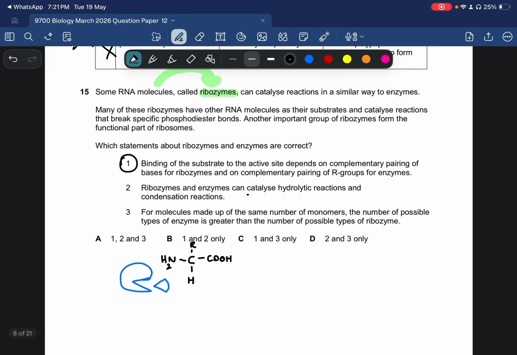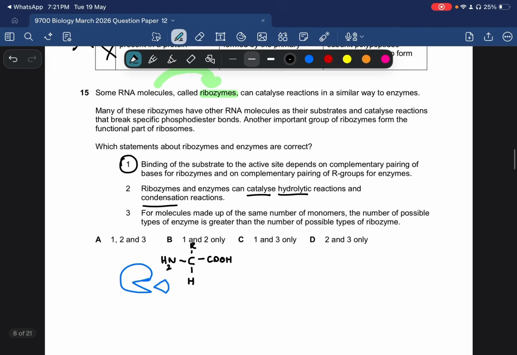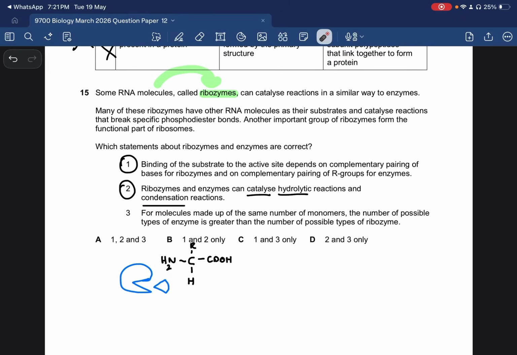Ribozymes and enzymes can catalyze hydrolytic reactions and condensation reactions. This is simple, right? Condensation reactions are when you eliminate water, and hydrolytic reactions are when you use water. And both of these reactions can easily be catalyzed by a catalyst. So, 2 is also correct. But take a look at 3. For molecules which are made up of the same number of monomers, the number of possible types of enzyme is greater than the number of possible types of ribozyme.